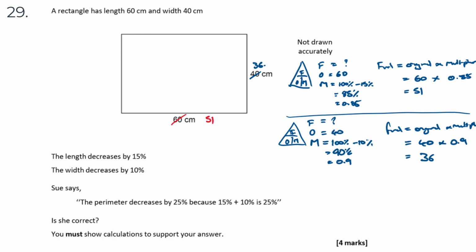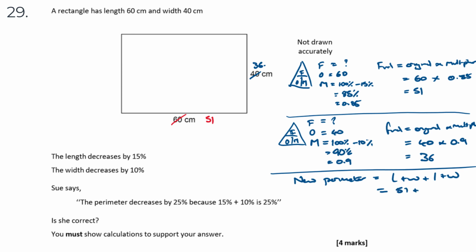Okay, right, so next step: what is my new perimeter? There are various formulas for this, so I just add all the lengths together. So length plus width plus length plus width. I'm going all the way around the shape. So it's going to be 51 and 36 and 51 and 36, which is 51 plus 36 plus 51 plus 36. That comes to 174. So that's my new perimeter.